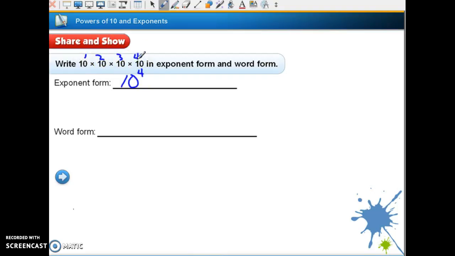In word form, who can remember the proper word form? Emma, what do you think? I would have said it the 4th power of 10. But what do they want us to say? Oh, I'm sorry. I would have said 10 to the fourth power. They want you to say the fourth power of 10.